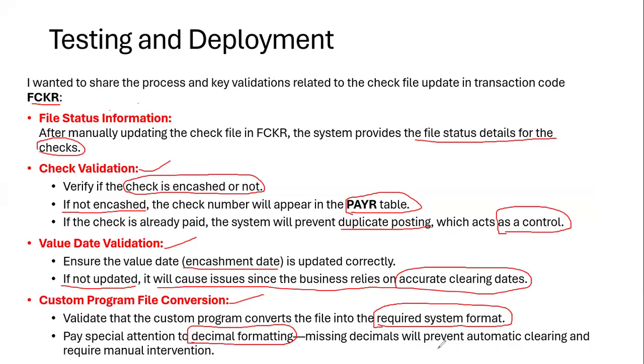Missing decimals will prevent the automatic clearing and require manual intervention. If decimals are missing, the total amount value in the bank provided file and the SAP system recorded value are different. There is a mismatch. Then the system will not process those transactions automatically. Manual intervention is needed from the business user side. They have to cross check it. They have to process the checks once again for that.